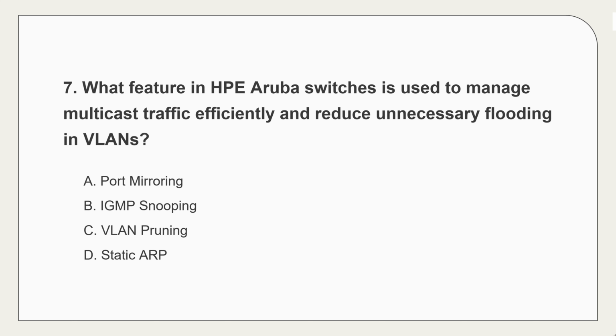So the correct answer is: IGMP snooping stops multicast traffic from flooding the entire network by sending it only to devices that need it, which saves bandwidth.